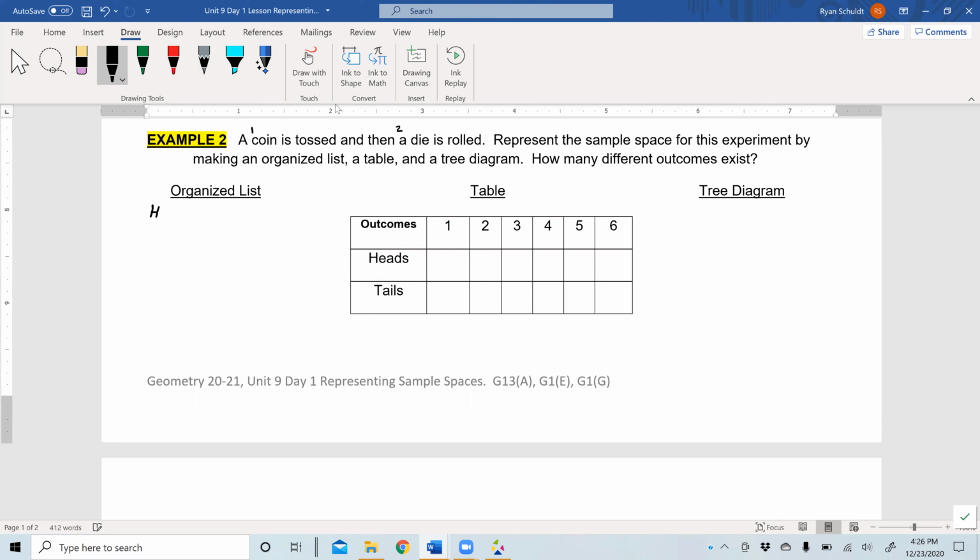So let's say I get a heads. Then what could I roll? I could roll a 1 with the heads. You get a heads and roll a 2. Get a heads and roll a 3. Heads and 4. Heads and 5. Or heads and 6. Those could all happen. Or I could get a tails and roll a 1, a tails and roll a 2, tails and 3, tails and 4, tails and 5, and tails and 6. So there's our list. We listed all the options out that we could possibly get through this experiment.